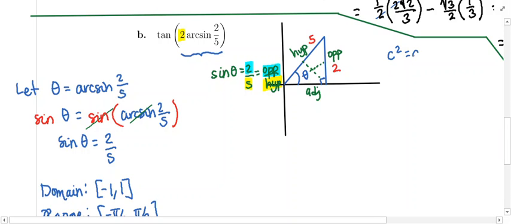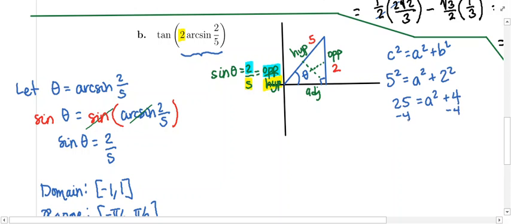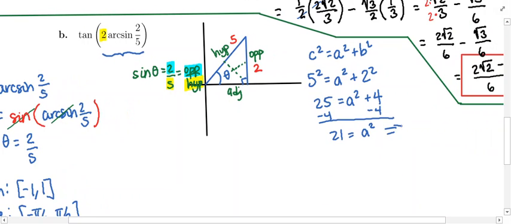So c squared is equal to a squared plus b squared. I know the hypotenuse is 5, so plug that in. 5 squared has to be equal to a squared plus 2 squared. So I'm going to get 25 is equal to a squared plus 4. Subtract 4 from both sides, and you're going to get that a squared is equal to 21. So a is the square root of 21. We need the positive version of the adjacent side because we are in quadrant 1. The adjacent side lies along the positive x-axis, so this is going to be labeled as the square root of 21.